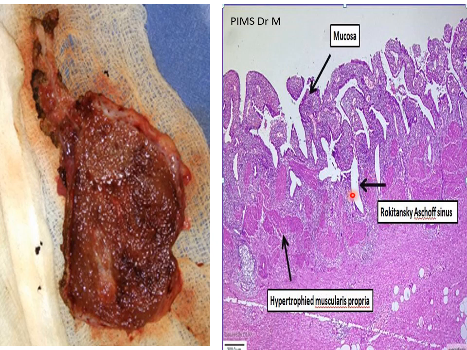Number two, there are these sinuses. This is another question which repeatedly comes in your MCQs. And then you have the hypertrophied muscularis propria. See, that is leading to the thickness of the gallbladder wall.